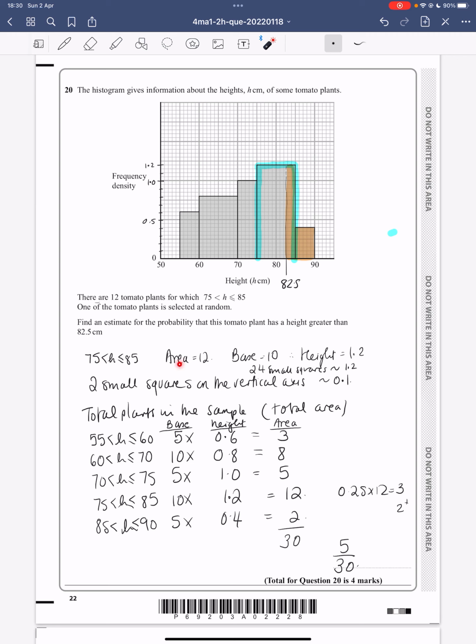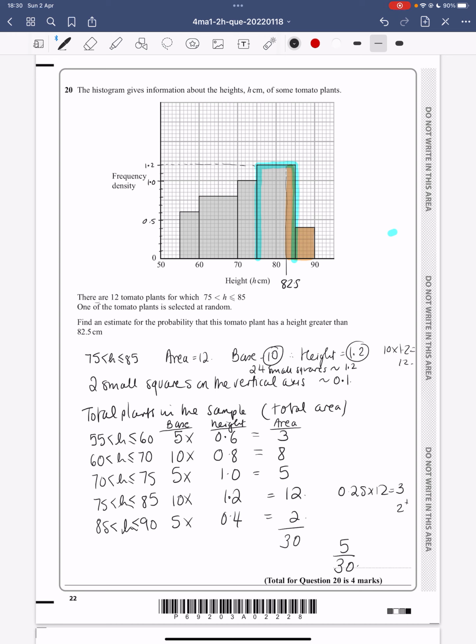Now, when you've got a histogram, the area of the rectangles represents the number in that category. So the area is 12, because there's 12 plants in that rectangle. And we've got a base of 10, so therefore our height is 1.2, because base times height has to equal 12.